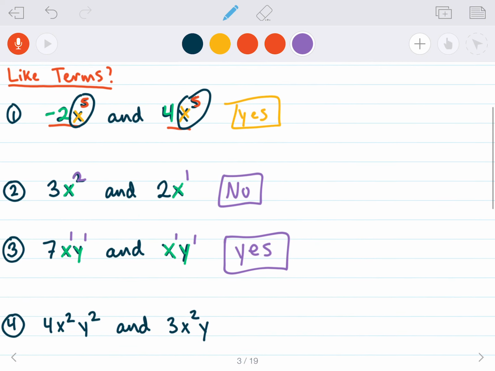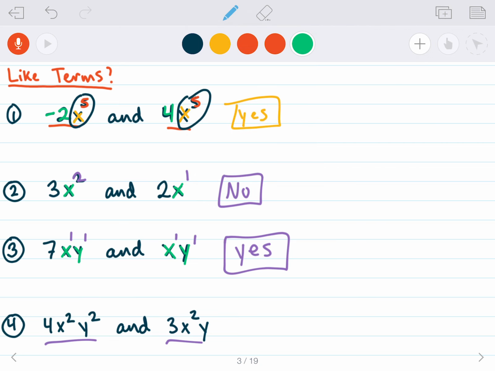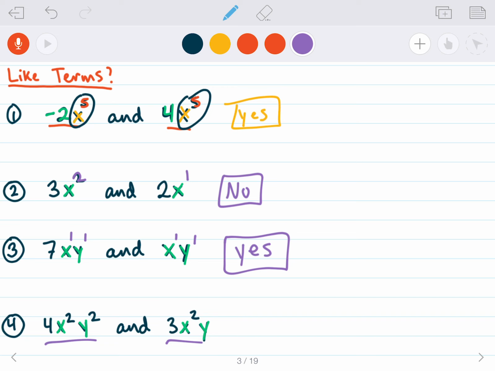Okay? What about this one? We have 4x squared y squared, and then we have 3x squared y. So does condition 1 check out? Do we have the same variables? Well, in term 1, we have x and y as our variables. In term 2, we have x and y as our variables. So condition 1 checks.